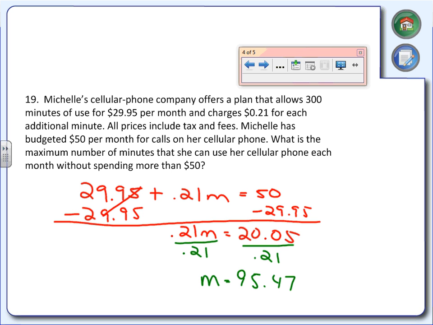But usually when they charge you, they round off their minutes. So if we're going to round off our minutes, we're going to say that the most you can talk on the phone is 95. So she could be on the phone for 95 minutes without going over that $50 that she has. 95 minutes.